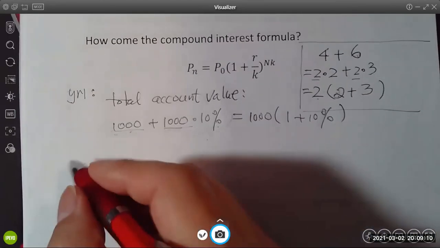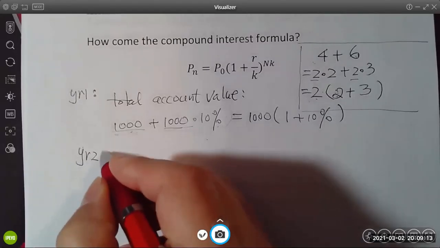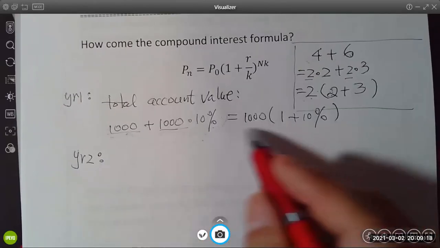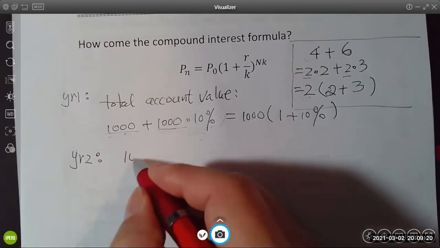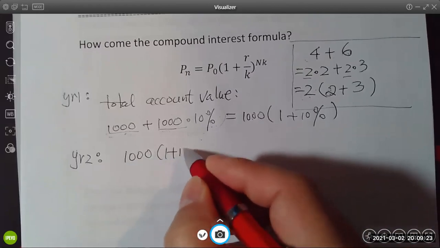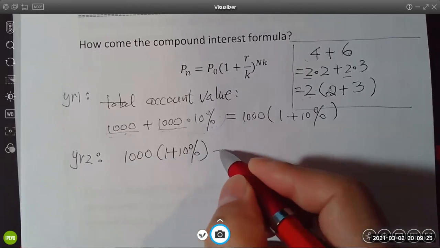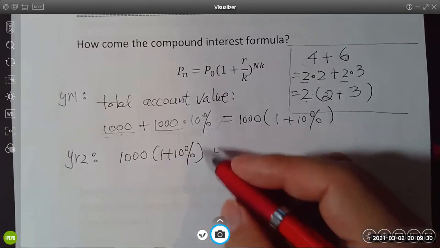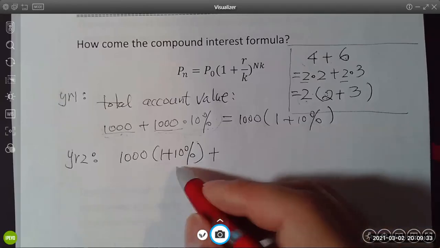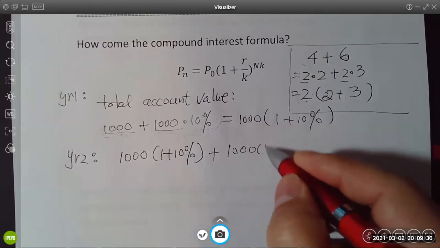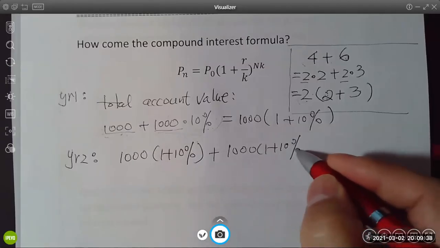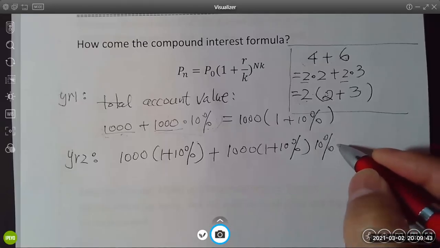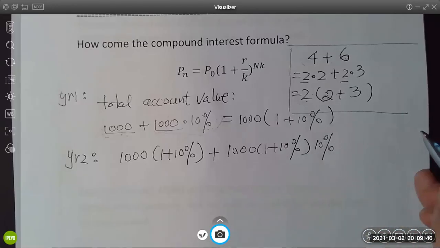Now let's look at the end of the second year, how much we have in the account. So we need to use the initial value in the second year, which is the same as this. This is the beginning value of the second year, plus the interest you earned in the second year. How do we do that? Interest equals PRT, right? Principal is this. So principal, interest rate is 10%. And time we have 1 year. Again, we don't need to multiply by 1 because it doesn't make any difference.